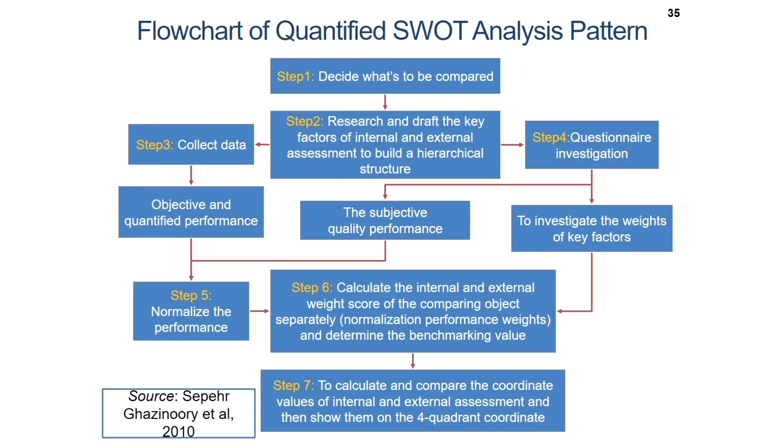What is contained in steps 3 and 4 is that when we are collecting data, we have to look at the objective and quantified performance, questionnaire investigation, subjective quality performance, and investigate the weights of key factors. In step 5, we normalize the performance, and in step 6, calculate the internal and external weight score of the comparing objects separately. And in step 7, we calculate and compare the coordinate values of internal and external assessment and then show them on the 4 quadrant coordinate.